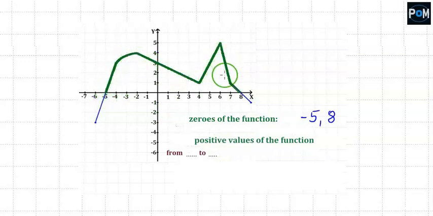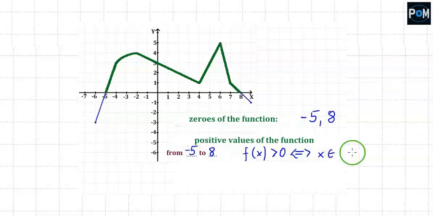These are all positive values, meaning positive temperatures. It happens between -5 and 8, meaning from -5 to 8. Then the function is positive, and we write it like this: f of x is greater than 0, meaning positive, when x belongs to the interval from -5 to 8. But now, should this interval be open or closed?